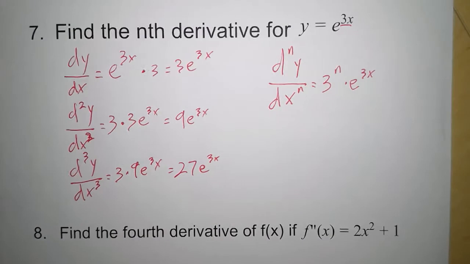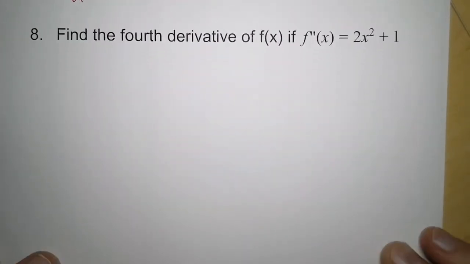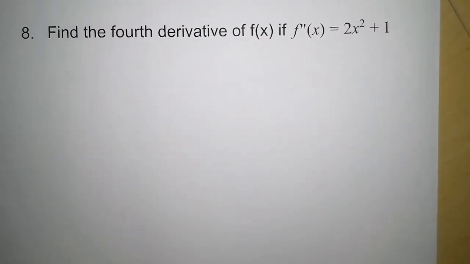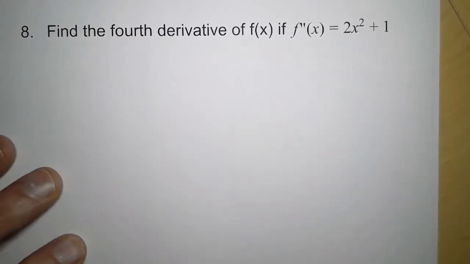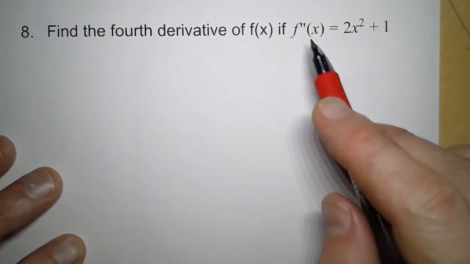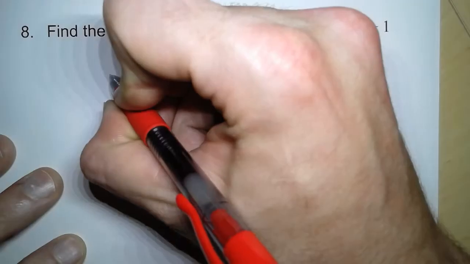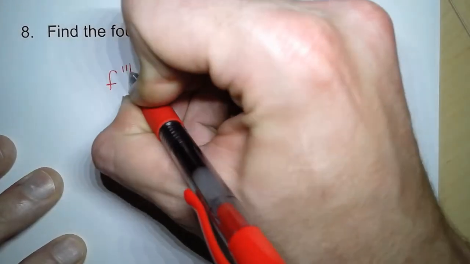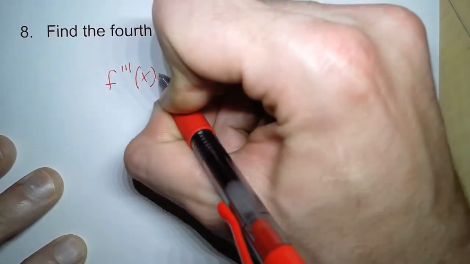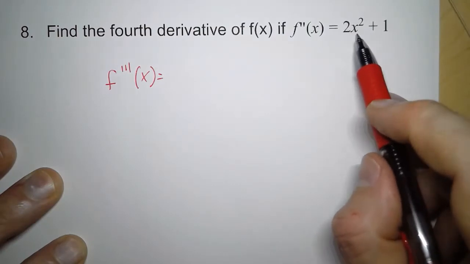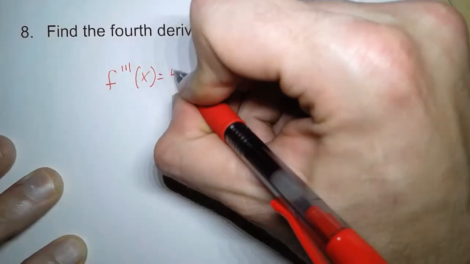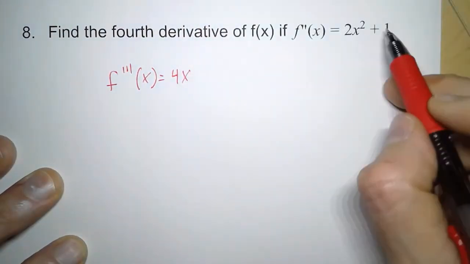So I'm looking down at number 8. Here we want the fourth derivative of f of x, and what they give us is f double prime. So this is the second derivative. That means we need to take the derivative 2 more times to go from the second to the fourth. So f triple prime of x, that's going to be, well, the derivative of 2x squared is 4x, and the plus 1, well, that disappears.